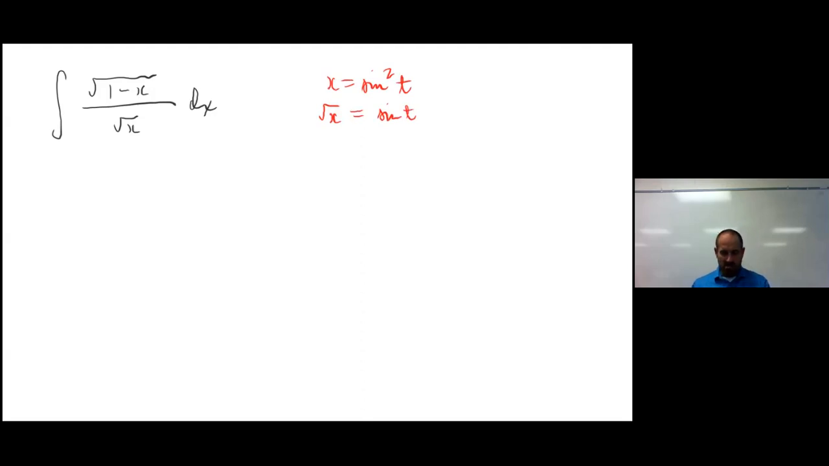So you'll have to figure out what dx is, and you have to figure out what 1 minus x equals, etc. But this observation of putting x equal to the square of sine, which means that really we're putting the square root of x equal to sine of t, is really the key to getting started. So I'm going to let you work on that for 10-ish minutes or so, okay? So go for it.